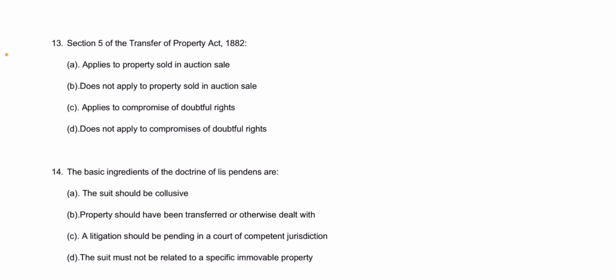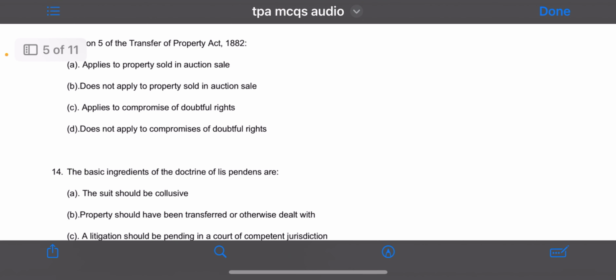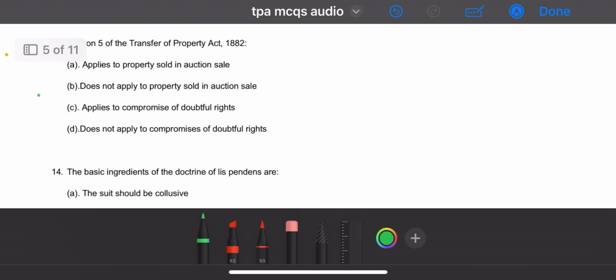13th question is, Section 5 of the Transfer of Property Act 1882. The options are A, applies to property sold in auction sale. B, does not apply to property sold in auction sale. C, applies to compromise of doubtful rights. D, does not apply to compromises of doubtful rights. So the correct answer is B. It doesn't apply to property sold in auction sale. Section 5 of the TPA does not apply to property sold in auction sale. So B is the correct answer.